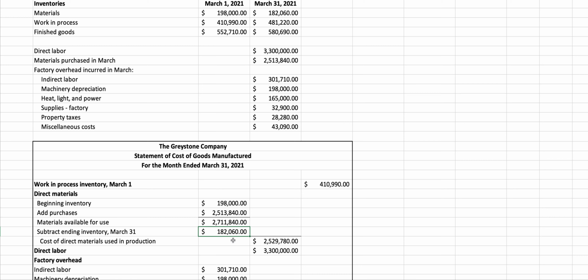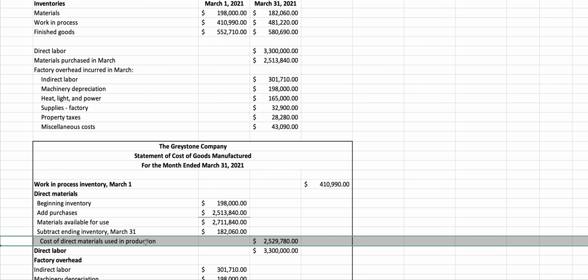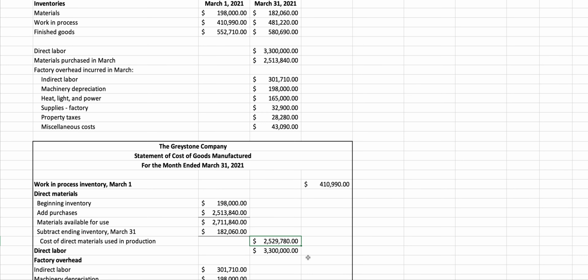And our ending balance is 182. So then we can subtract that out. And our cost of direct materials used in production was $2.5 million.